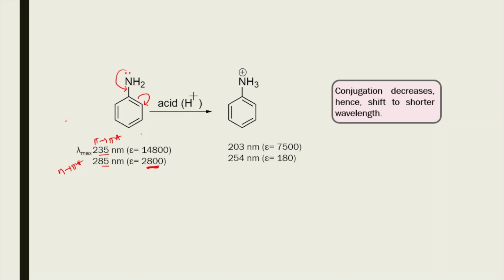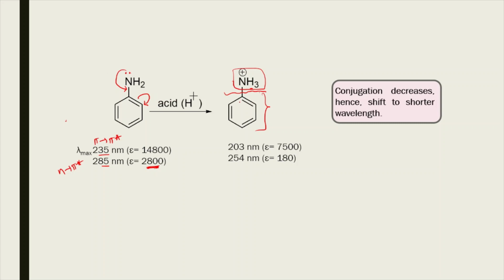When we add acid to the aniline, then what happens? This lone pair of electrons takes up one proton and it becomes positively charged. Now, the connection of the resonance of this functional group is lost with the benzene ring. Now, there is no resonance because now nitrogen becomes electron deficient. Now, there is no lone pair of electrons present for the resonance. So, this is like benzene only.